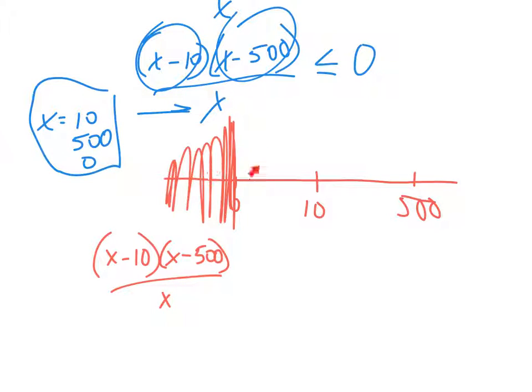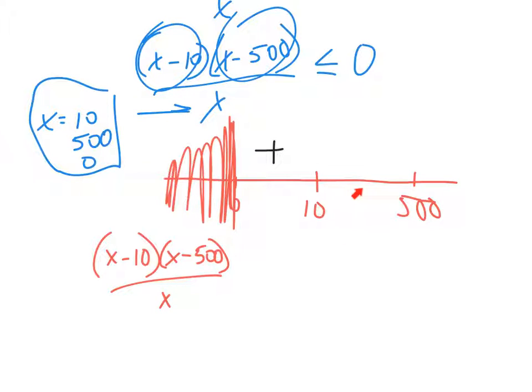Okay, so let's put 5 in here. So 5 minus 10 is a negative, 5 minus 500 is a negative, negative times a negative is a positive, over a positive gives us a positive. So notice I don't care what my answers are. All I care about is what happens with positives and negatives. So you don't have to actually do the math.